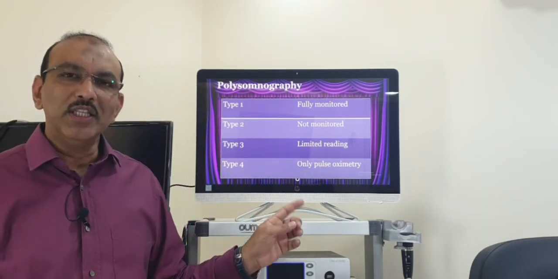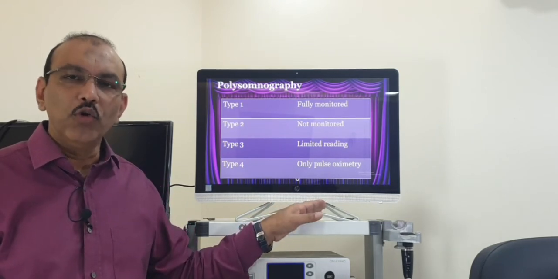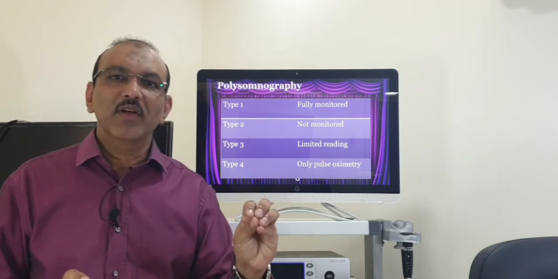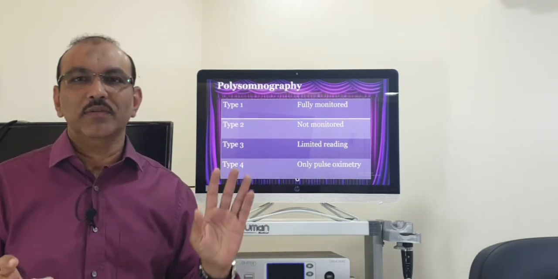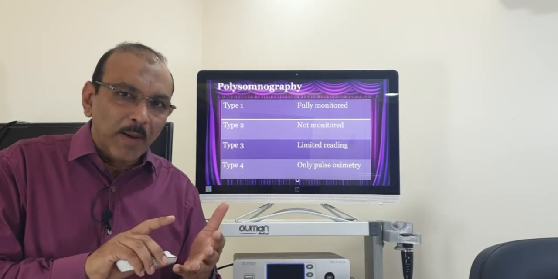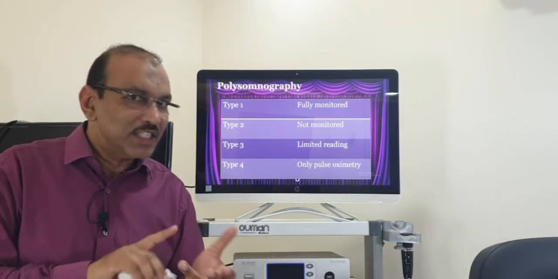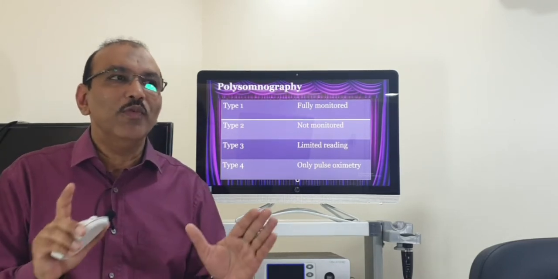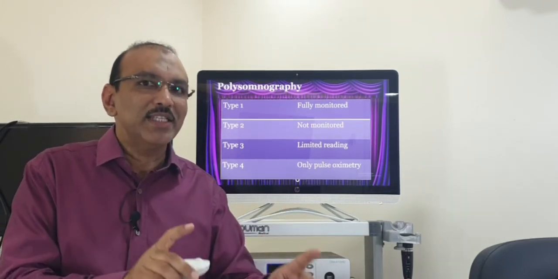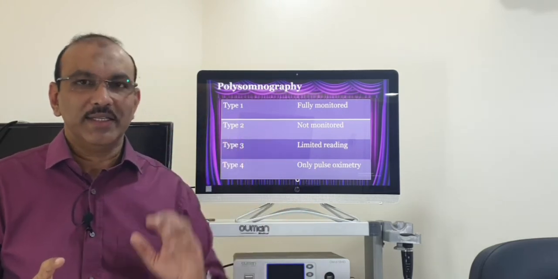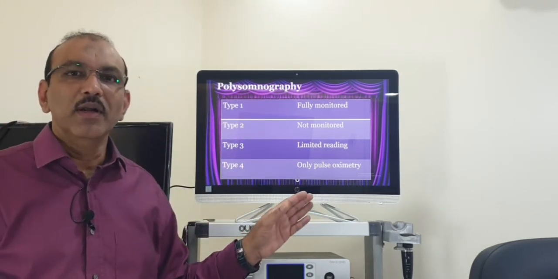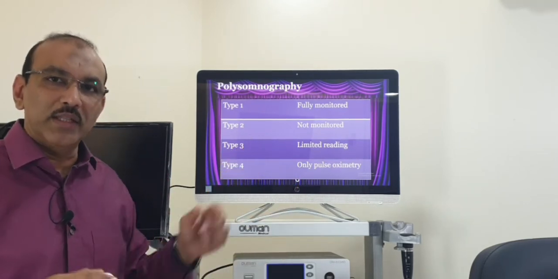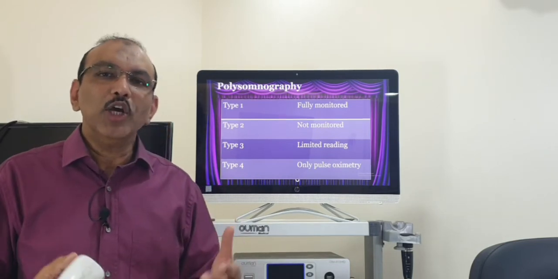The last one, the basic one, type 4, we are checking only oxygen desaturation, which gives us an idea whether he has got the disease or not. With that, we cannot have a complete diagnosis, we cannot classify it, we cannot know the severity of it, but we can say that he has got this condition, he has to go in for a higher test. So these are the four types of polysomnography. In this, I will prefer type 2 and 3 for my patients, depending upon the findings.